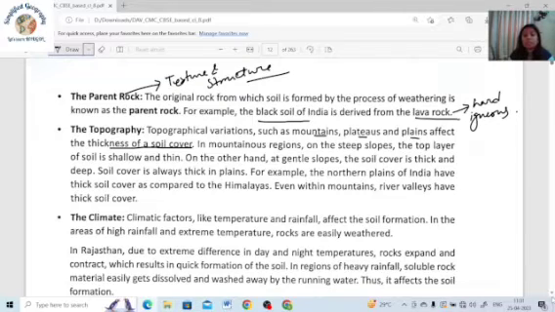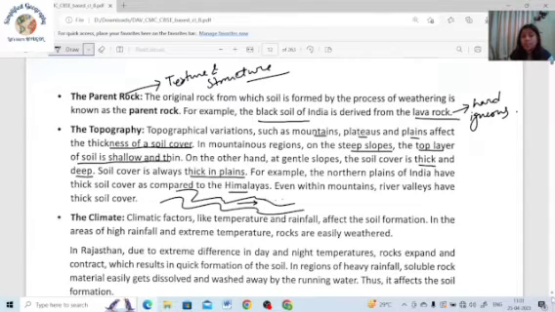In mountainous regions, on the steep slope, the top layer of soil is shallow and thin. On the other hand, at gentle slopes, the soil cover is thick and deep. Soil cover is always thick in plains. For example, the northern plains of India have thick soil cover compared to the Himalayas, because in the northern plains rivers carry sediments and from time to time they deposit them, and it happens from ages. So a thick layer of sediments is being deposited.